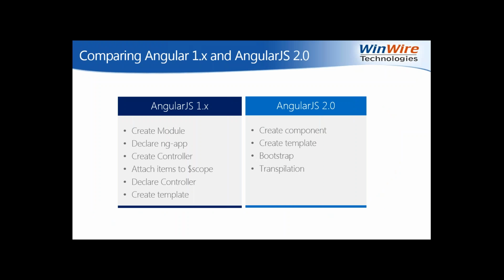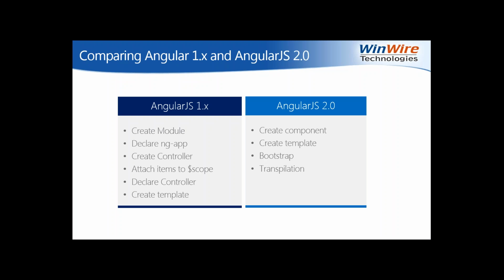So at the high level, if we compare Angular 1 and Angular 2, what are the high-level steps involved in Angular 2 and what are the steps involved in Angular 1? Let's look at Angular 1 first. In Angular 1, we first used to create the module. We used to declare the ng-app. We create the controller. We attach items to the $scope. We declare our controller, and finally we create the template. So these 6 steps at the high level define how we create an AngularJS application.